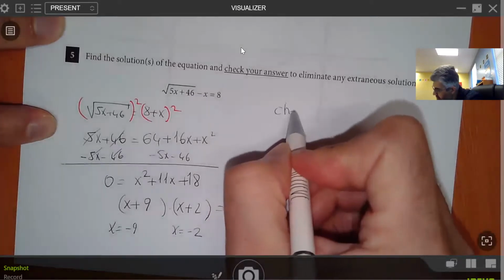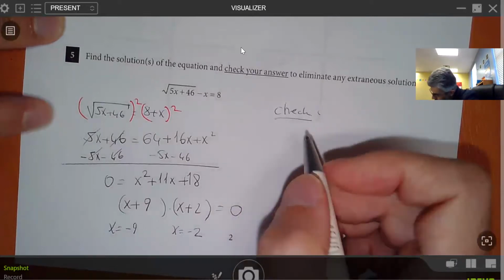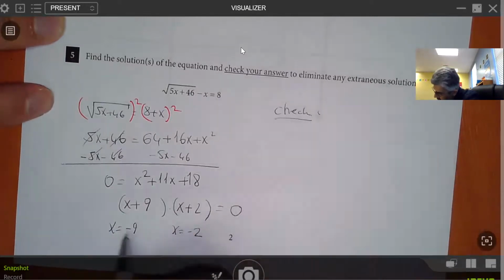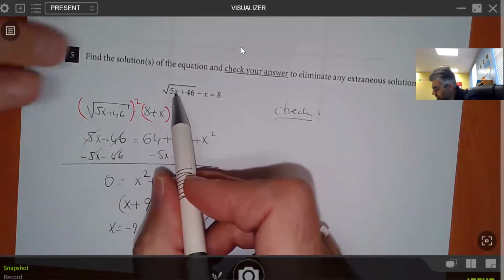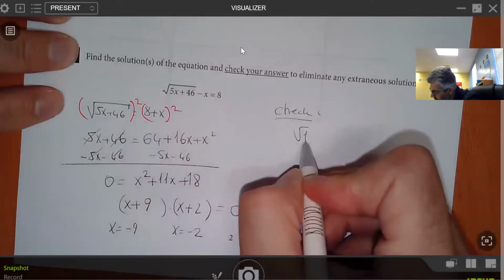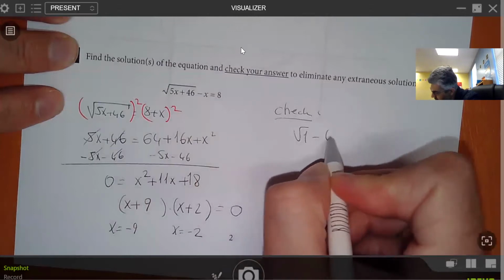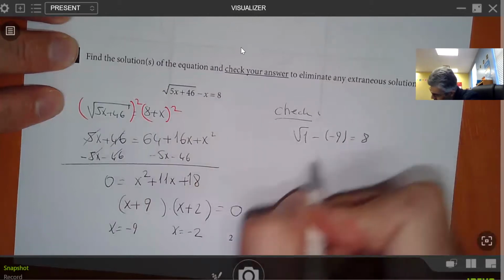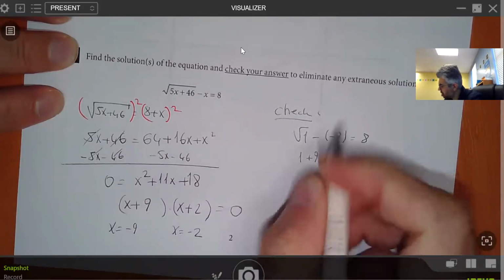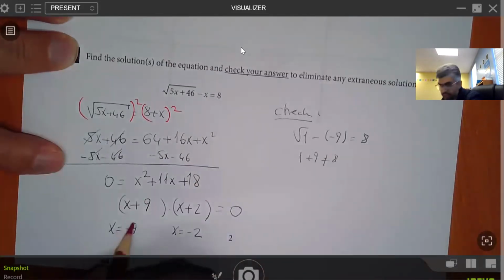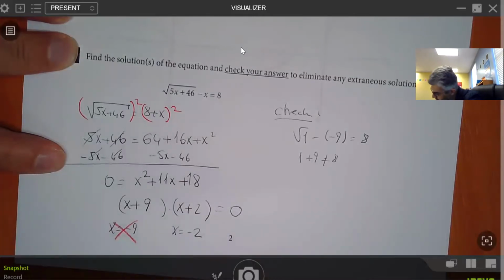Then we have to check. X is negative 9. We have 5 times negative 9, negative 45, plus 46 is root 1, minus x, which is negative 9, is equal to 8. Is it true? 1 plus 9 is 8? No, it is not. So x is negative 9 is not a solution.